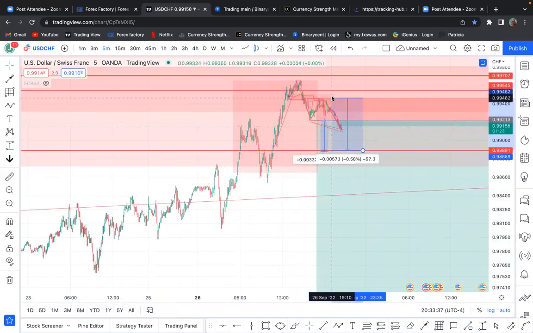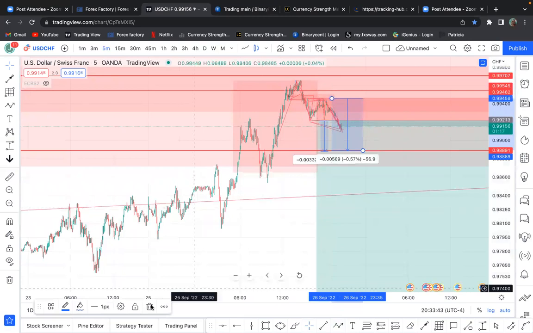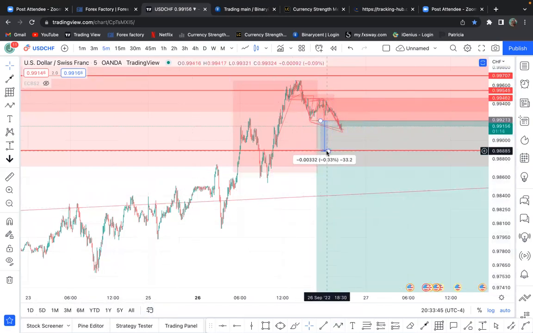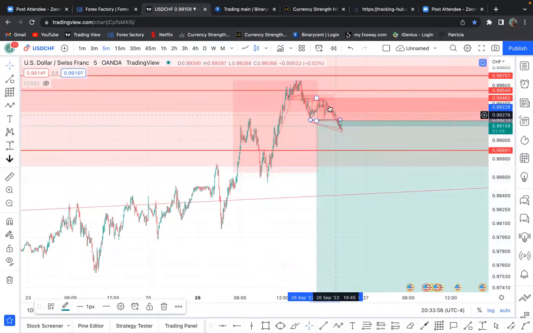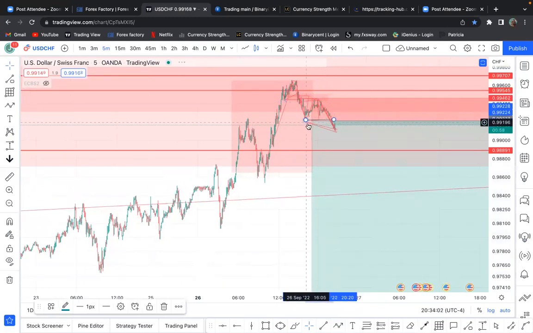So what I'm going to do now is just move to break even, because price actually just broke this support zone on the 5 minutes, this area of support. So I'm going to move my stop loss to break even. So this is going to be a risk-free trade. All right.